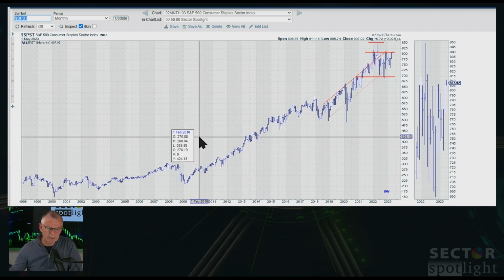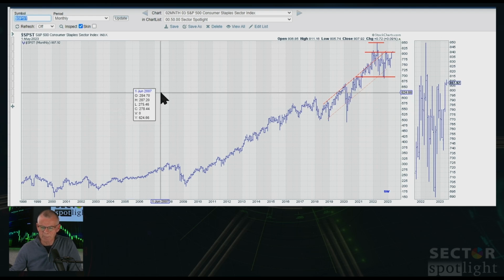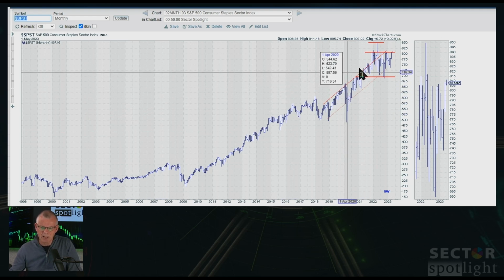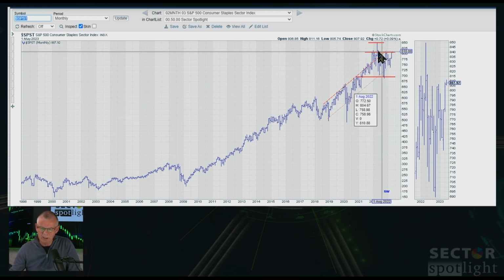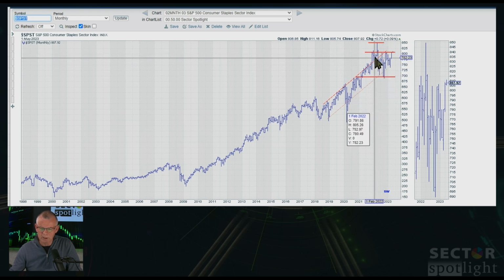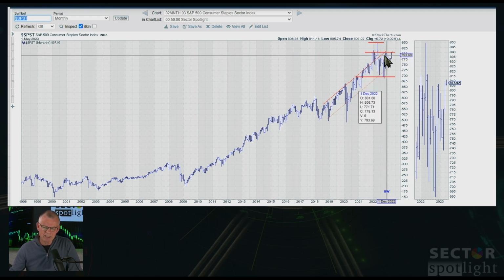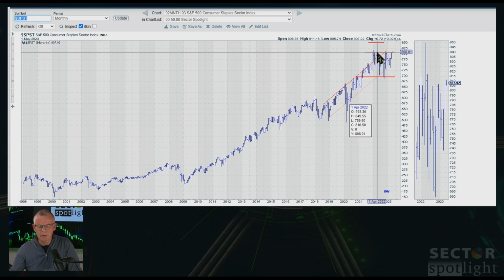Next one up is consumer staples, and that is in a sideways move. You can see how it is moving between these upper and lower boundaries. If it takes out that upper boundary, that'll give consumer staples a little bit of a boost, but we're not there yet. We're very close to it.